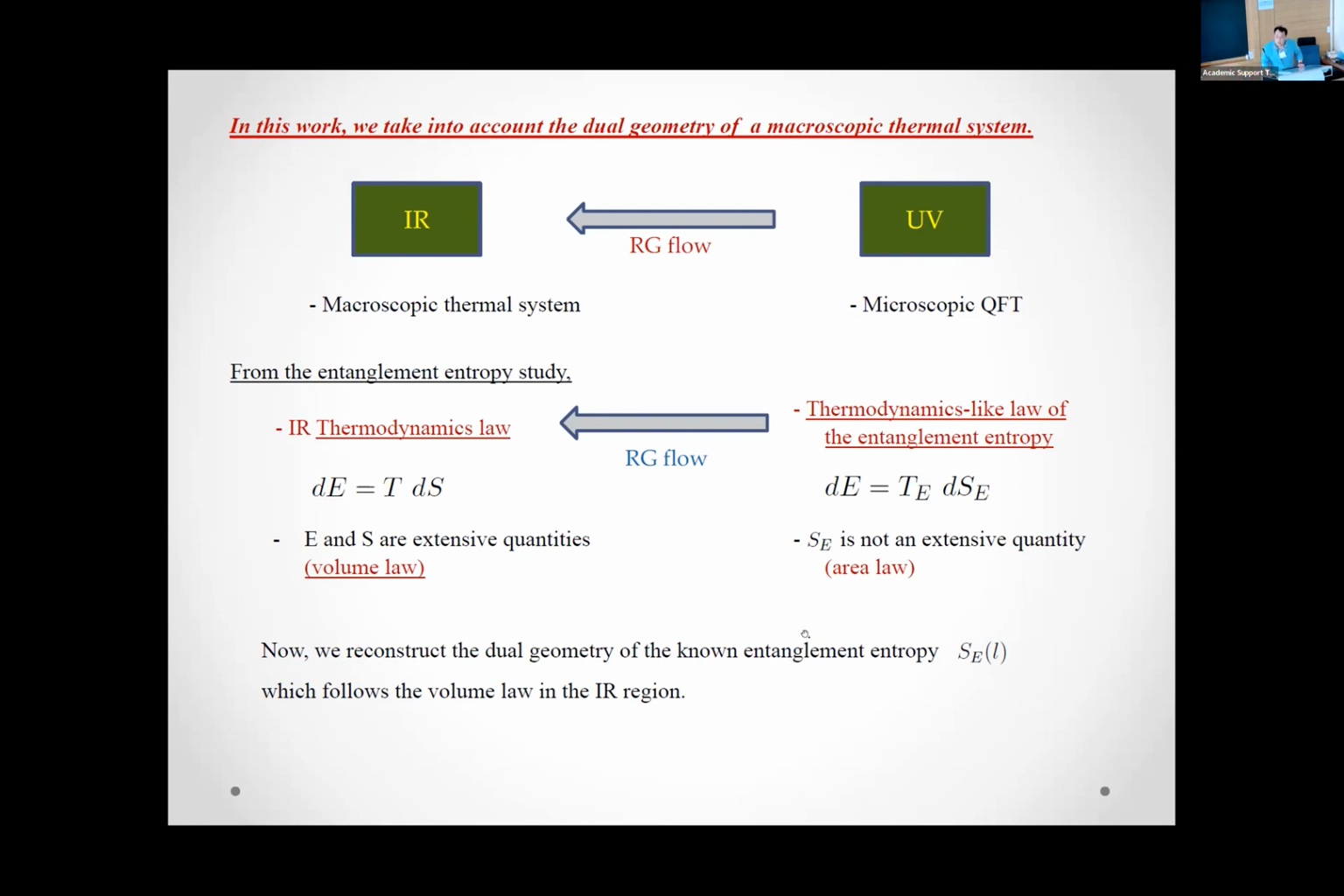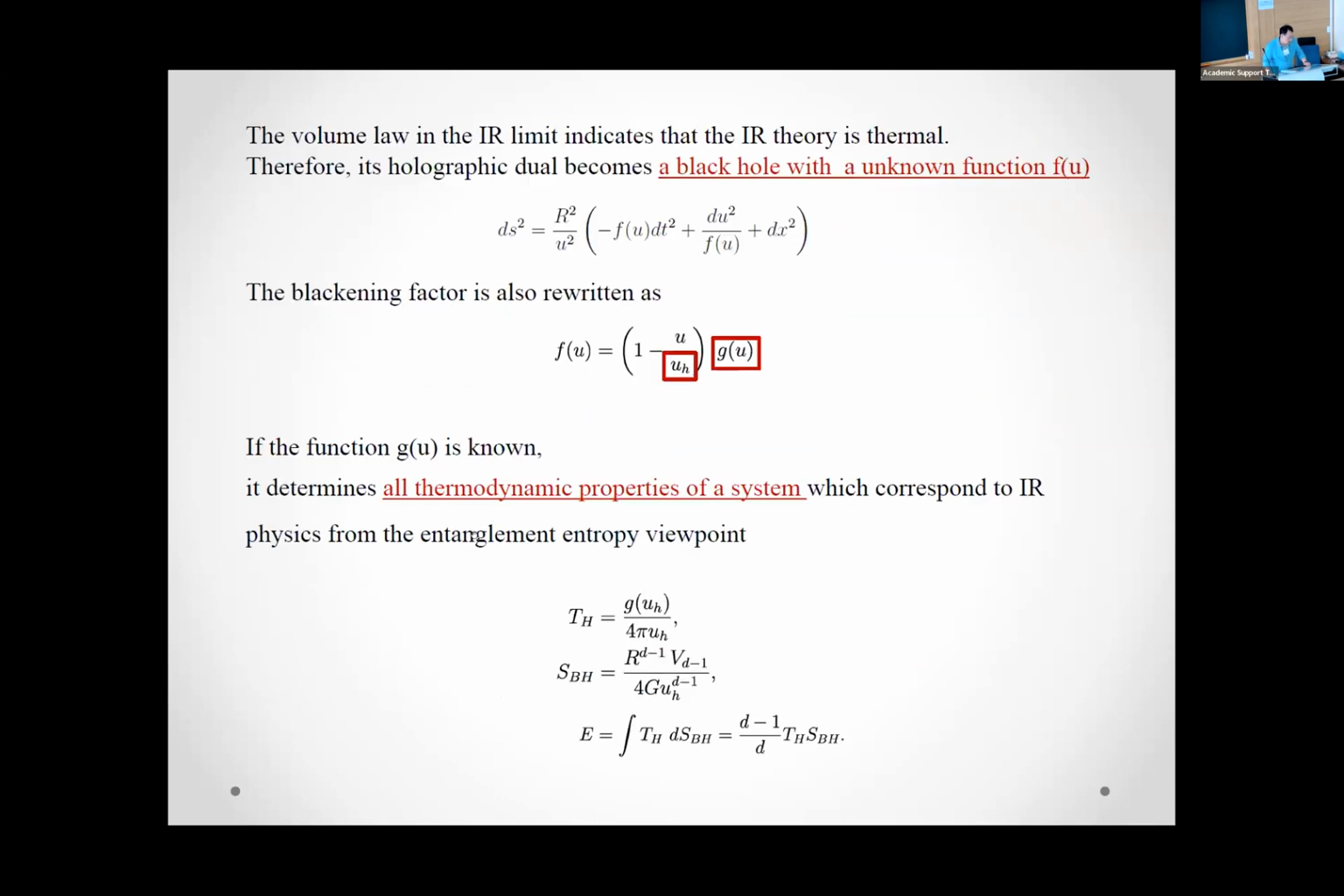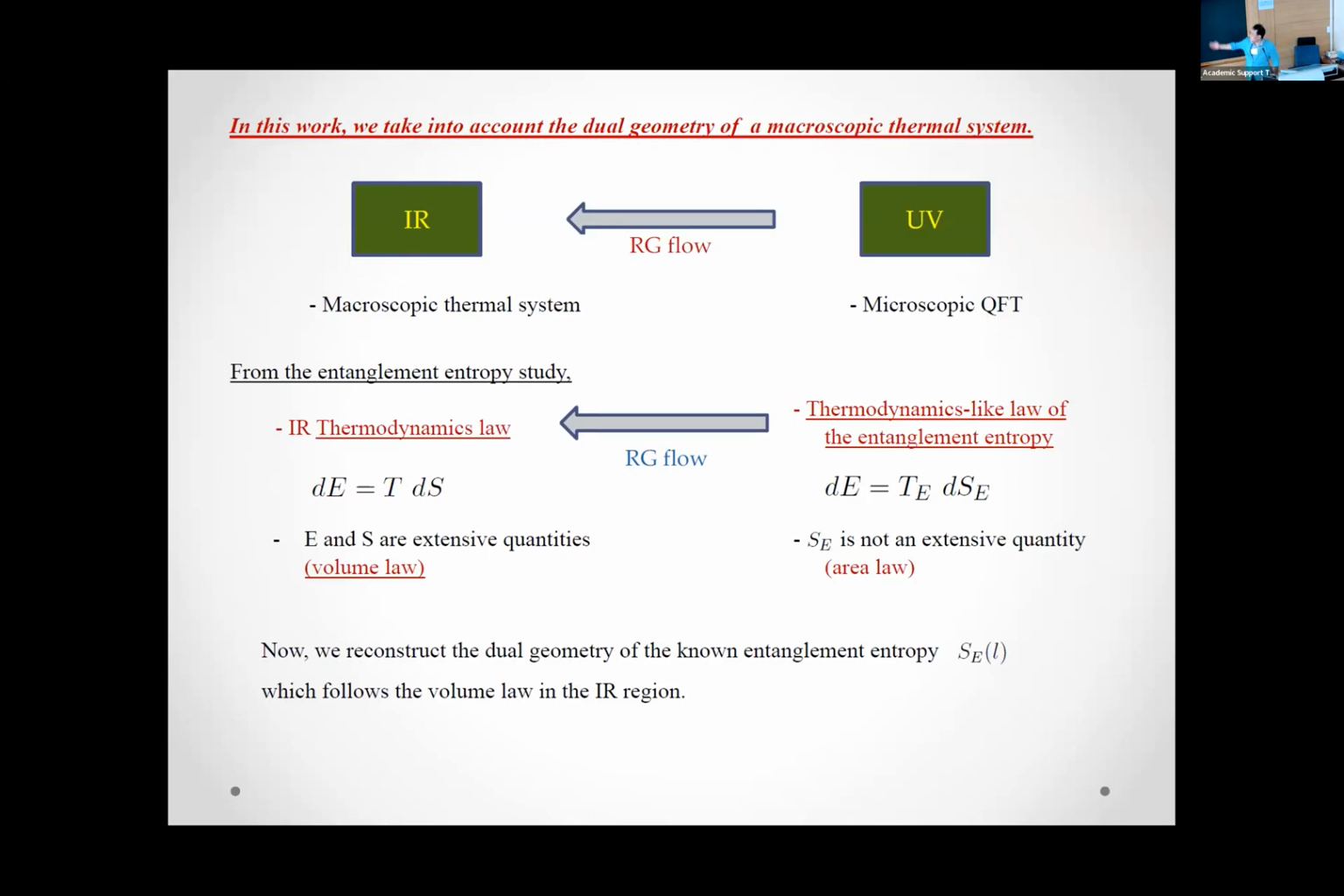How can we define that relation? Oh, this one. Unfortunately, I didn't skip the details of this theory. To define the entanglement entropy, we first need to define the modular Hamiltonian. Then the left-hand side is related to the modular Hamiltonian, so that change is directly related to the entanglement entropy change. That is called the thermodynamics-like law.